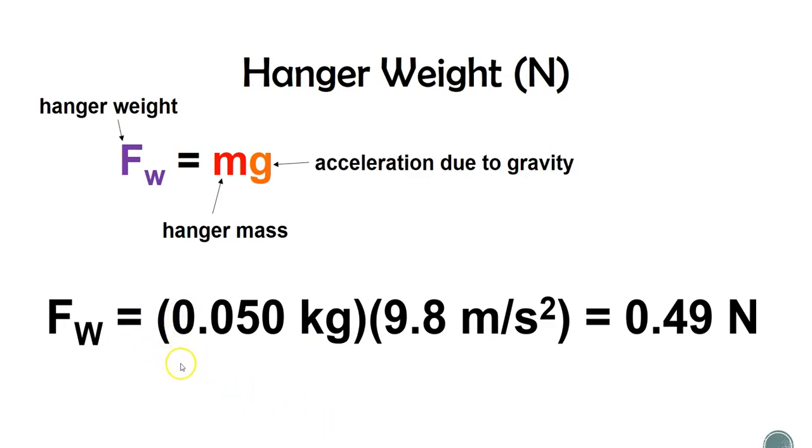So 0.100 kilograms times 9.8 meters per second squared is going to give you some other weight or some other force. And so that's going to be different for every single trial.